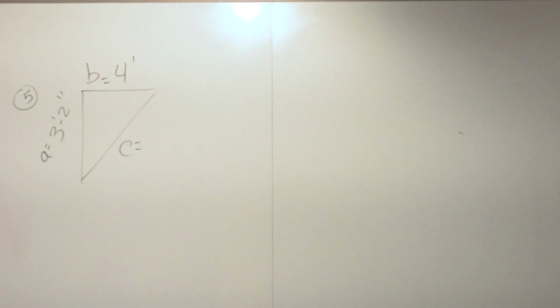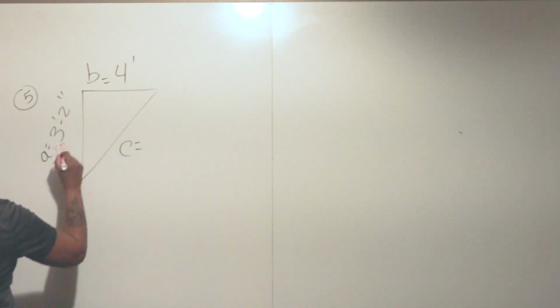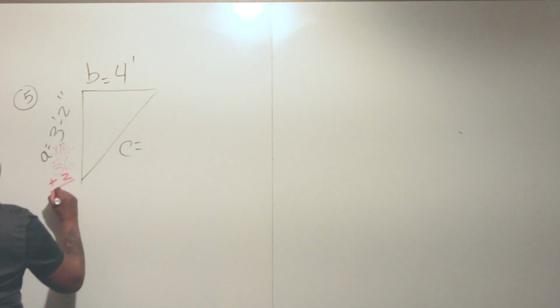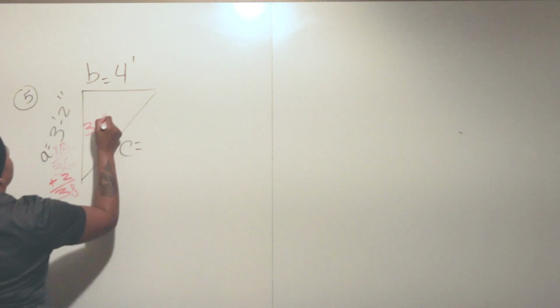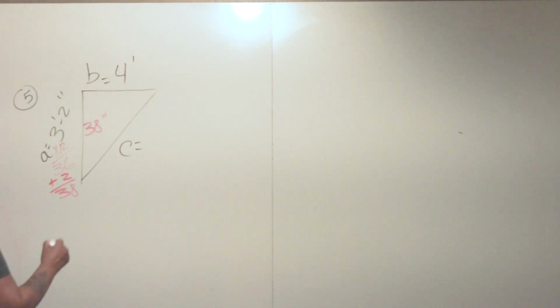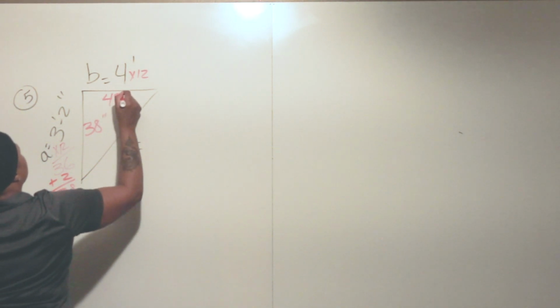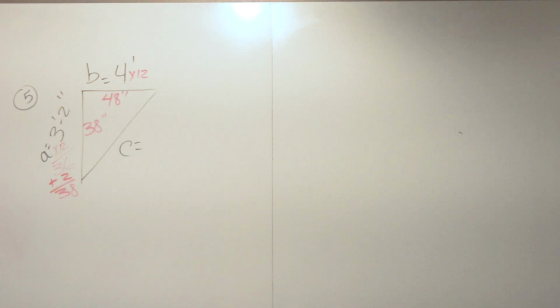3 times 12, plus 2, is 38. So we have 38 inches for the adjacent side, and then the base, 4 times 12. 12 times 4 is 48.